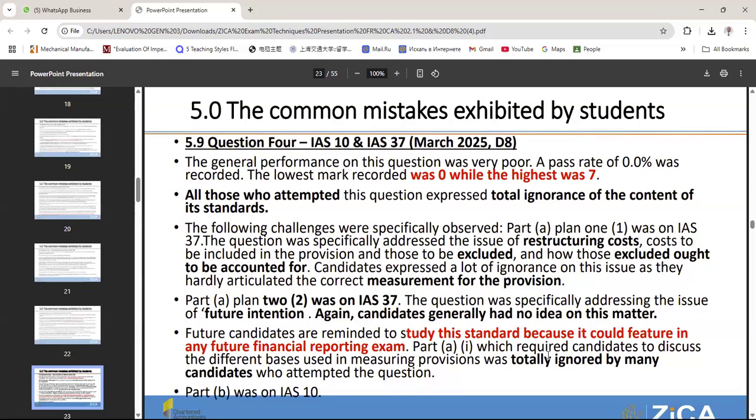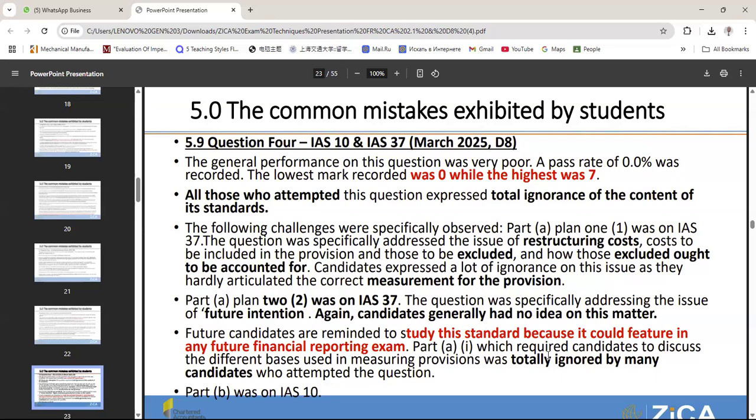So what's the message here? IAS 37 covers three things: provision, contingent liability, and contingent asset. Now, when we say provision, is there a bit of uncertain timing or amount? So in order for you to recognize a provision, three things must be there. It should be probable that there will be an outflow of economic benefit. Then the cost can be measured reliably. Then there must be a present obligation.